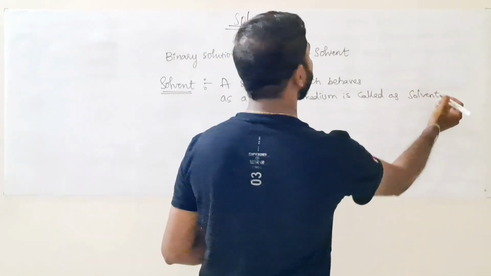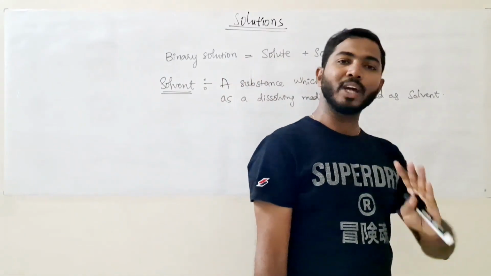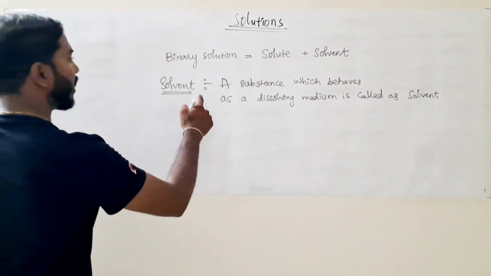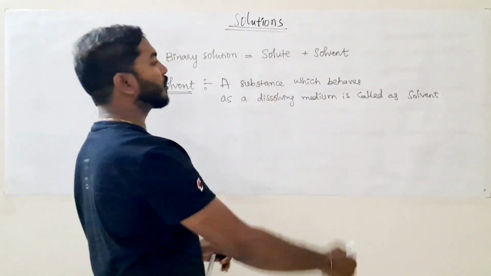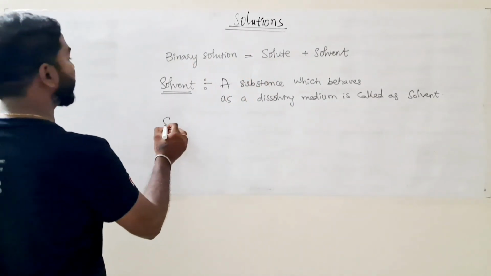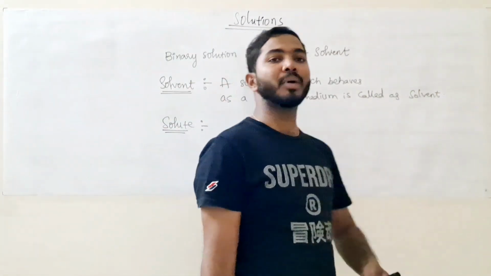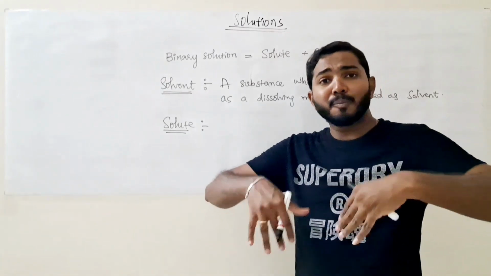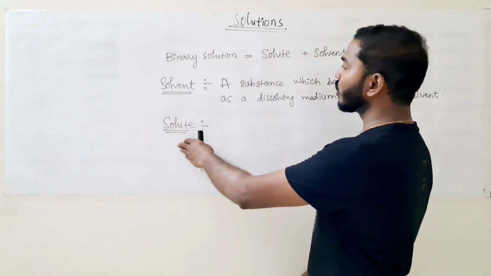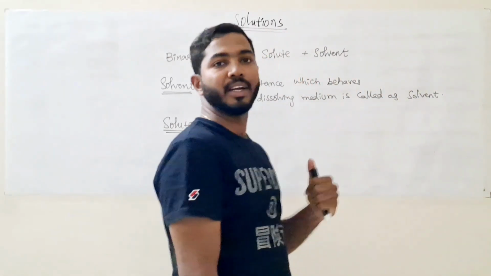solvent. Very important. Okay, so let us come to solute, and then later I'll try to give you more number of examples. Don't worry. So I hope it is clear. So solvent is a substance which behaves as a dissolving medium. I hope it is clear. Okay, and then next if we talk about solute. So solute is nothing but a substance which is being dissolved in the solvent. So solute is a substance which is being dissolved in a solvent.